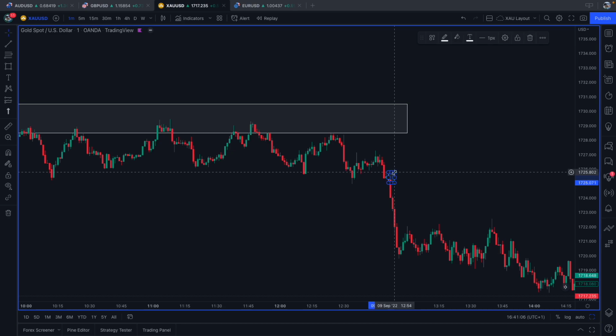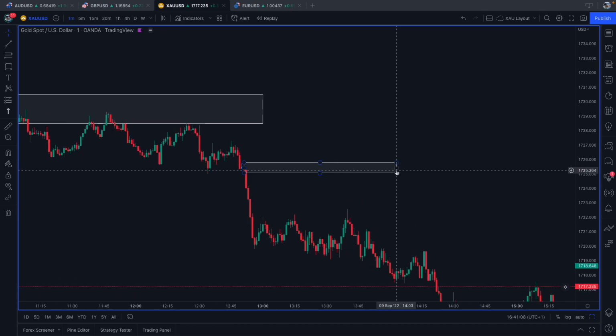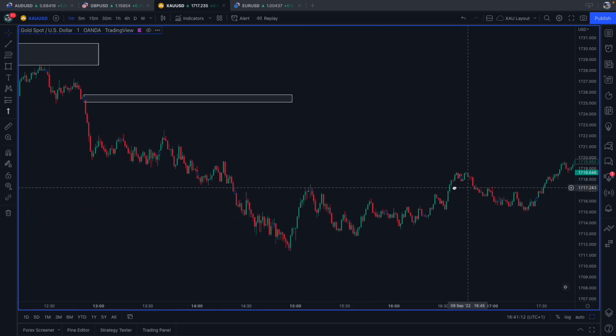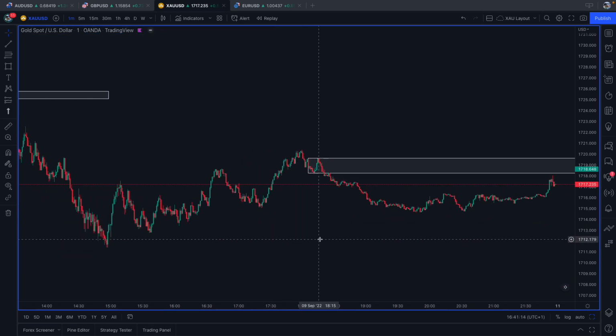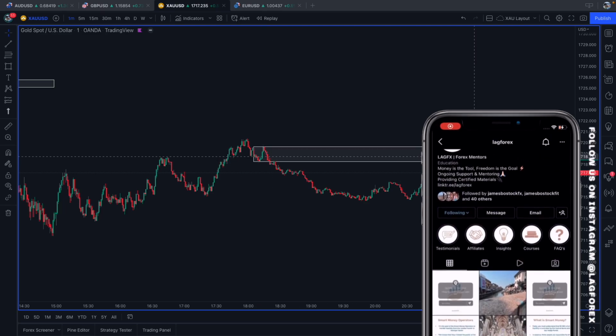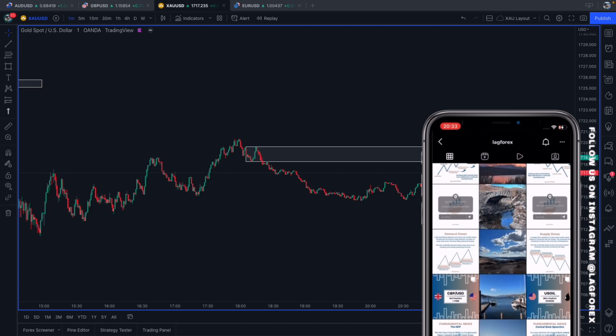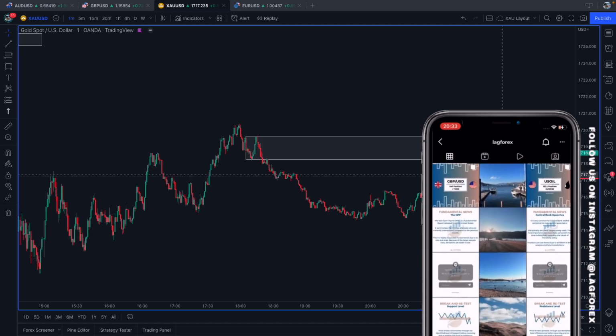So we could just highlight this whole zone as a potential area to look for sell positions. But I think that price may disregard that and just go from this here. So we want to see price trail into this. If we are given the right confirmation to look for sell positions, then we can do exactly that.